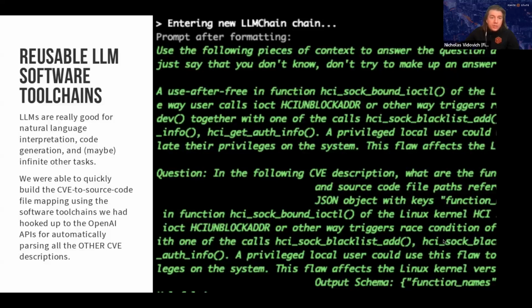So ultimately, what we're working towards is building these sorts of reusable large language model software tool chains. Here, again, I've got a little screenshot of one part of our tool chain where we're able to submit this information, give the language models context about the questions that we're asking in the form of documents, and then ultimately ask better questions about the data that we're showing it so that we can get better answers from it.